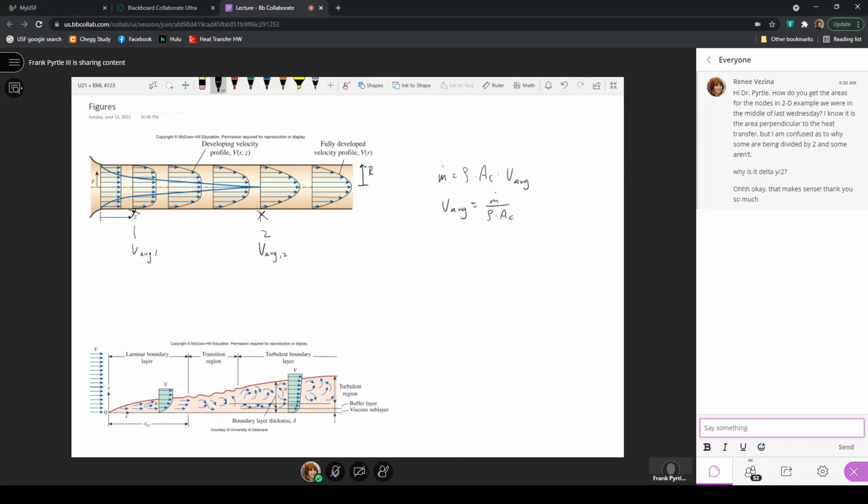The average velocity at either of these points 1 and 2 is the average velocity over the cross-sectional area of the pipe. The distribution of the velocity can change, but the average velocity of that distributed velocity throughout the cross-sectional area has to be the same to satisfy conservation of mass for steady flow conditions.